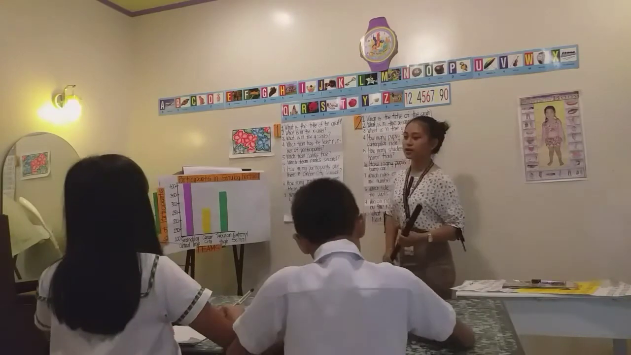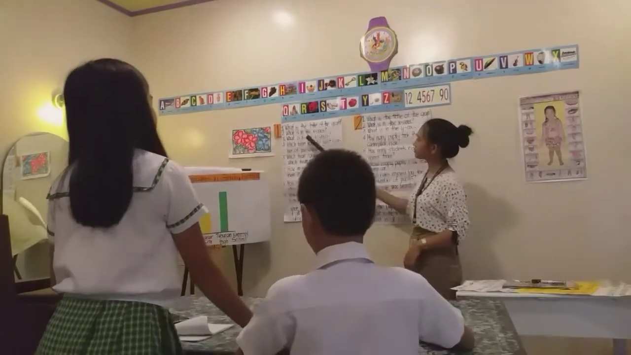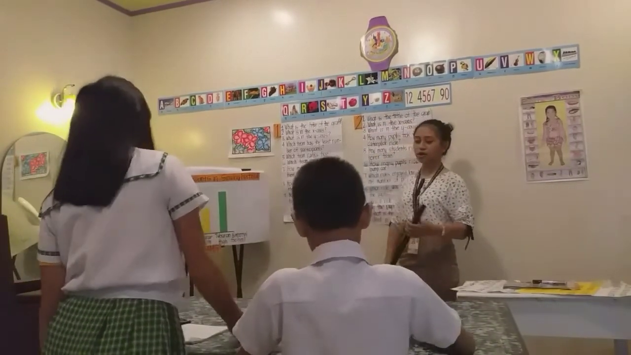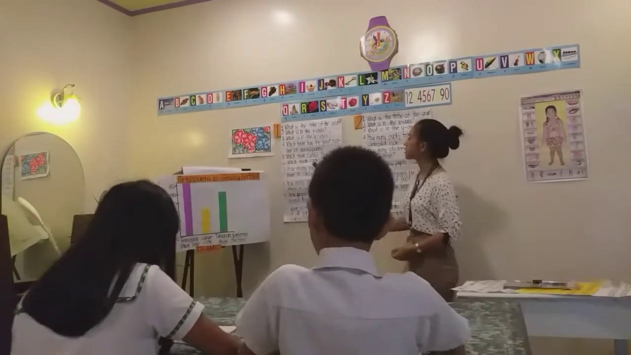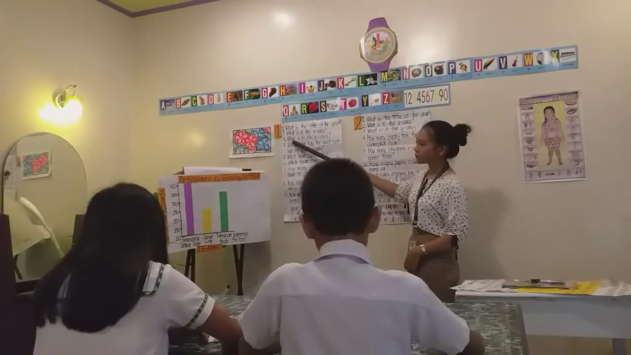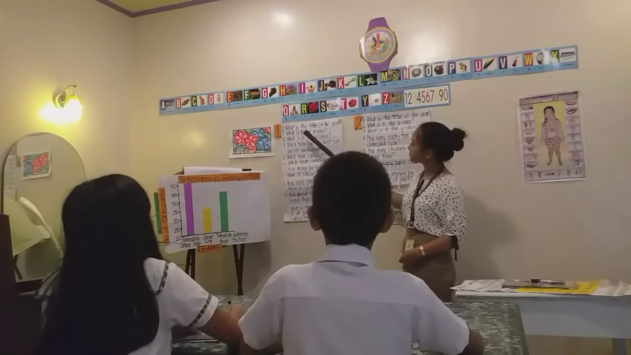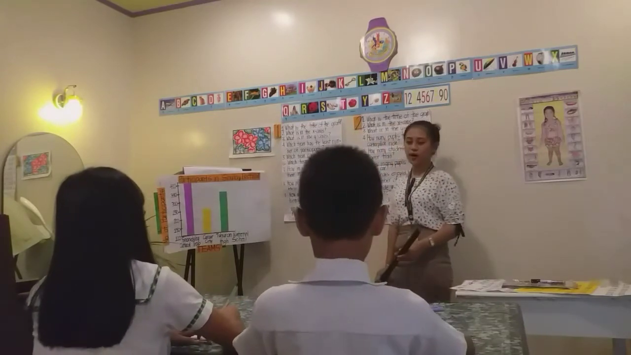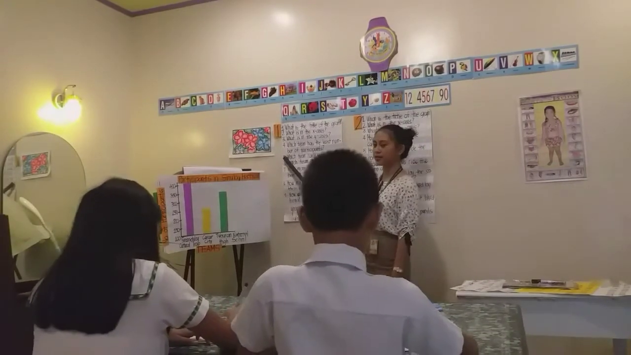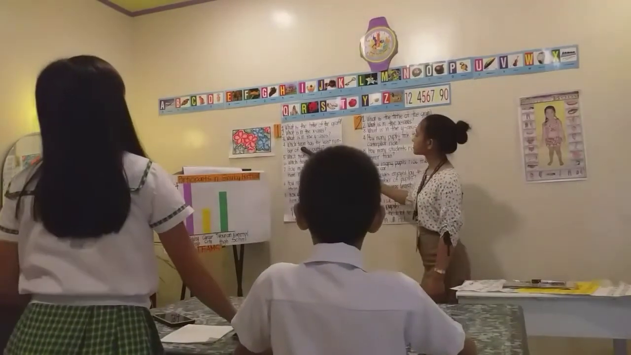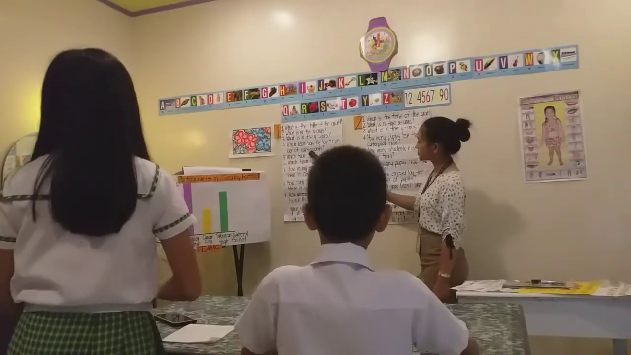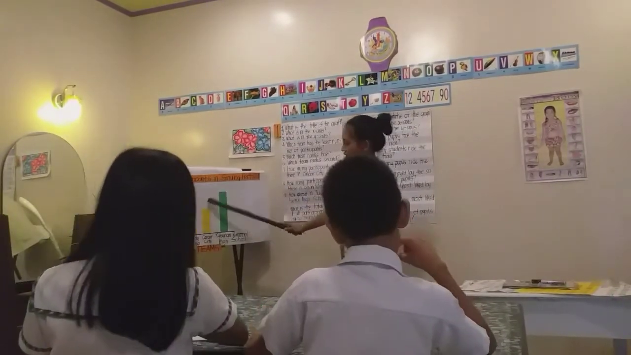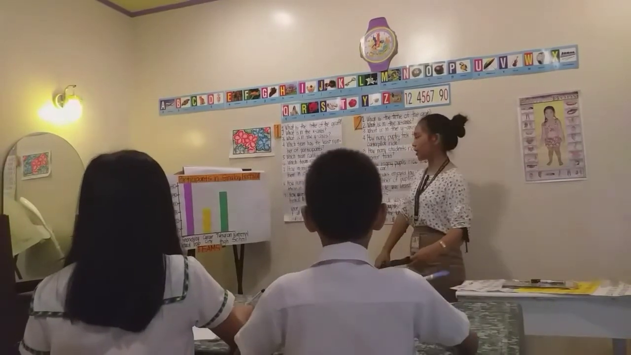Number 2, Lena. What is in the x-axis? Speed. Okay, very good. Give 2 points. Number 3. Please read all together. What is in the y-axis? Number of participants. Okay, 2 points. Number 4, Lena. Which team has the least number of participants? Okay, very good. 2 points.